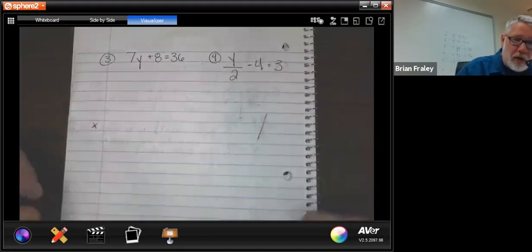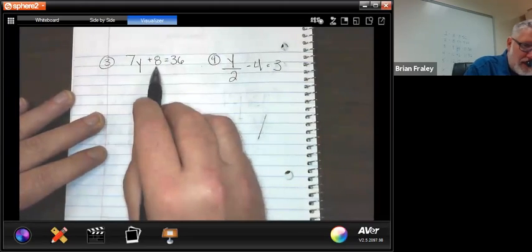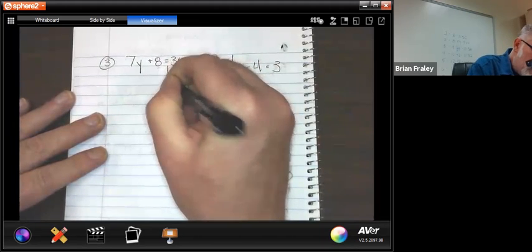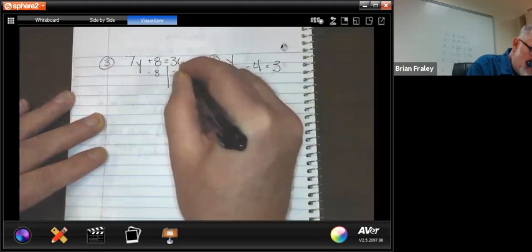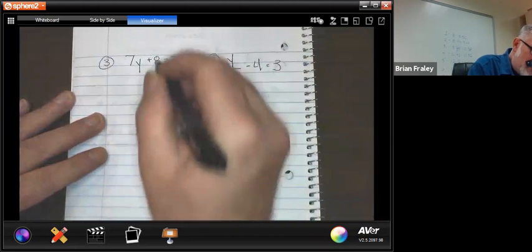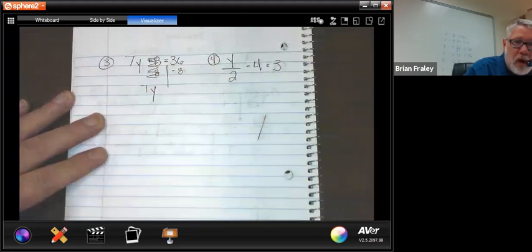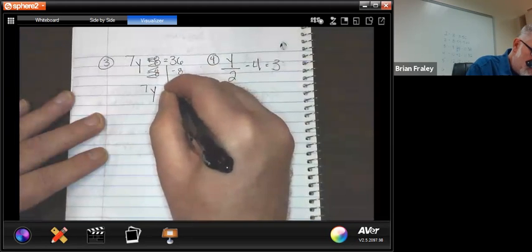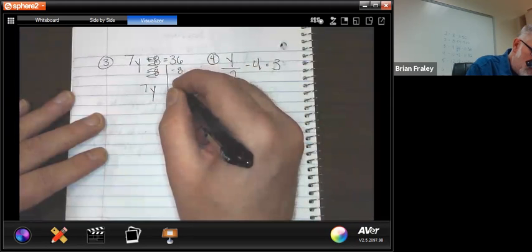Okay, I'm going to go ahead and work these out for you. You've had time to do those. Again, start with addition or subtraction. If they're adding 8, we're going to take 8 away. And we're going to do the same thing on this side. 8 take away 8, it goes away. I'm left with my 7y. And 36 minus 8, does anybody know what that is? Hopefully it's 28.